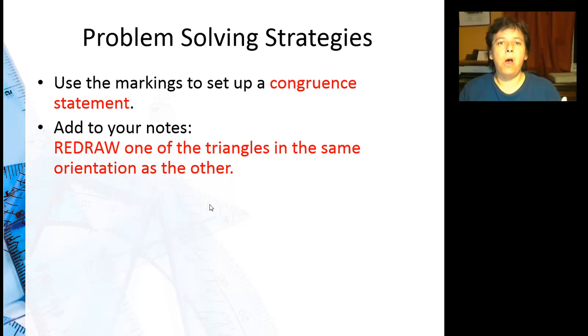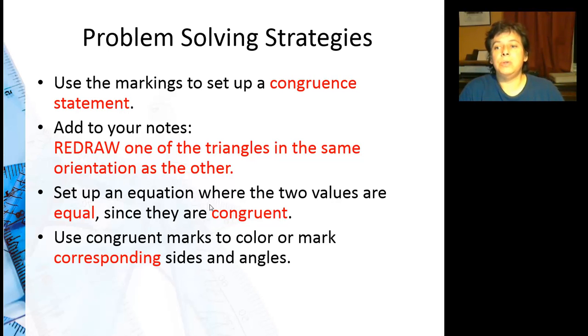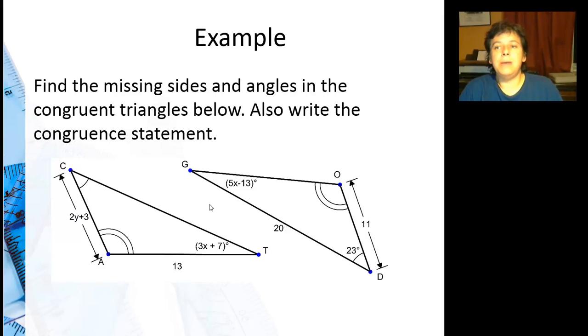Go ahead and redraw one of the triangles so it's in the same orientation as the other. So if you like the way the first triangle is, keep it the same, and then make a copy of it, and then start putting the information from the other triangle on it so it matches the way it's supposed to go. Once you've done that, you can set up equations where the two values are equal, whether they're corresponding sides or corresponding angles, because remember, corresponding parts are congruent. And it might not hurt to use color or just the normal congruent marks to mark your corresponding angles and sides.